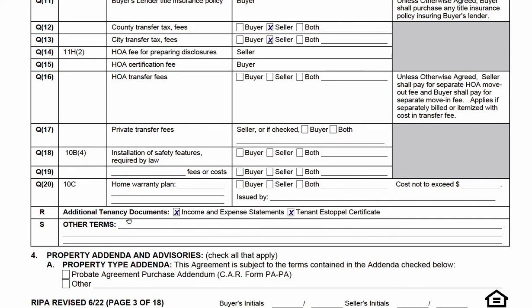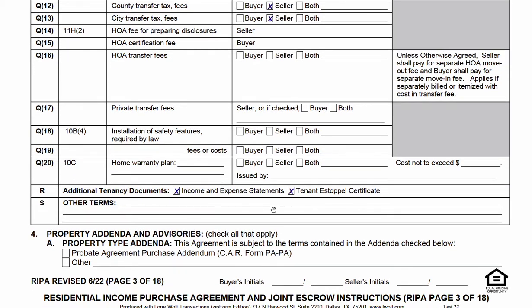Now this is additional tenancy documents. Check these boxes if there are tenants. You want this. A tenant estoppel certificate basically is just a summary of what the tenant's paying, the terms of the lease or the arrangement with the tenant. Other terms, you can write in whatever you want right here.